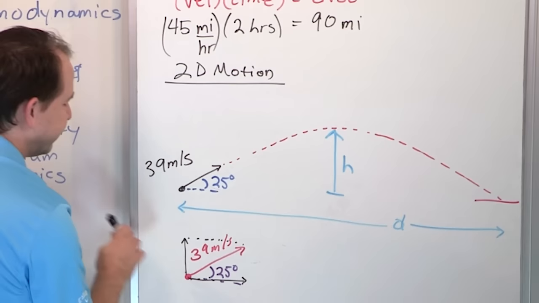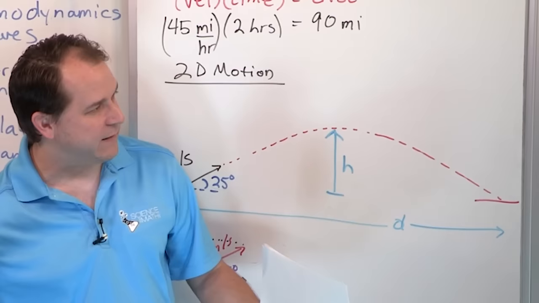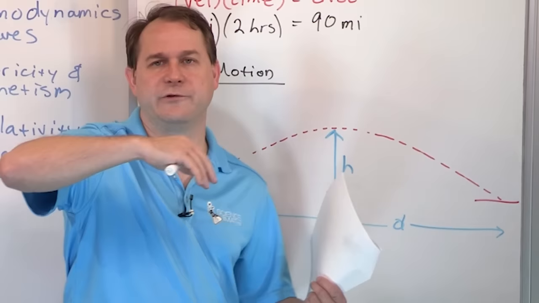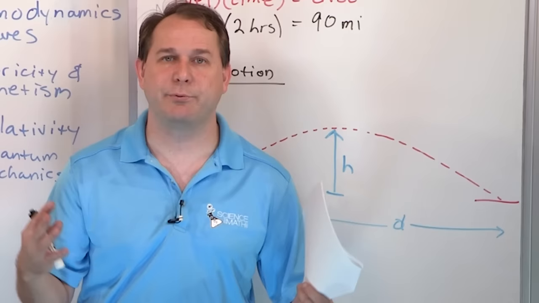So what I'll do is I'll apply the equations of motion, which we'll learn later, to the up and down motion by itself, and then to the horizontal motion by itself, because anytime you throw anything, if you throw it steep, if you throw it shallow, you can always break the motion into horizontal motion and vertical motion. So it's easier to solve these problems by solving the horizontal part separate from the vertical part. So we're going to learn about that.